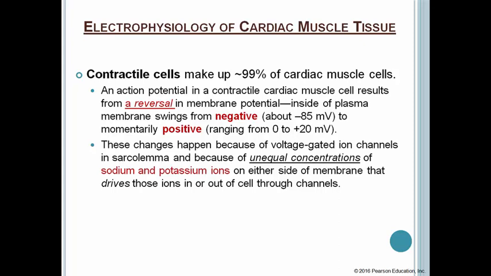And this is all due to changes within those voltage gated ion channels. So those protein channels in the membrane or the sarcolemma are going to allow for unequal concentrations of especially sodium and potassium to exist on either side of that membrane. This is going to drive those ions either into the cell or out of the cell using those ion gates.